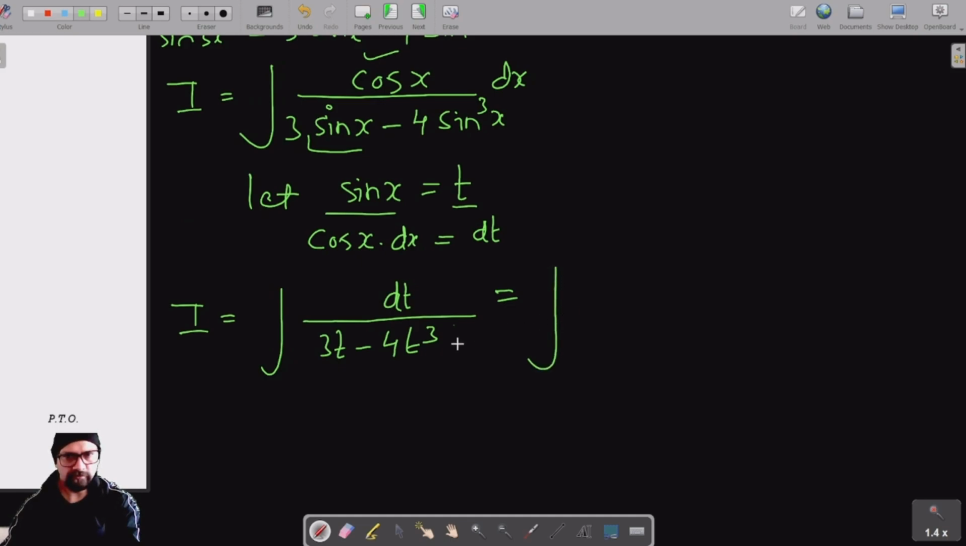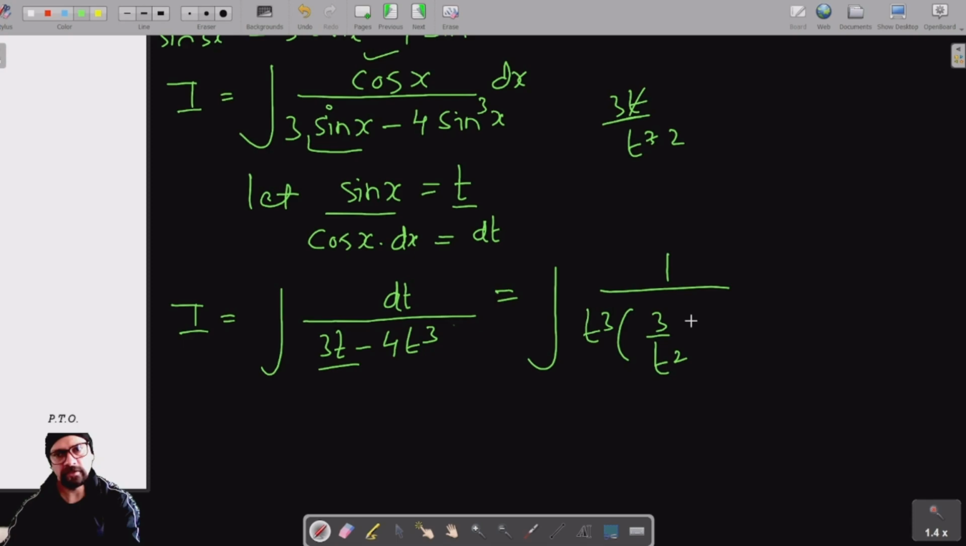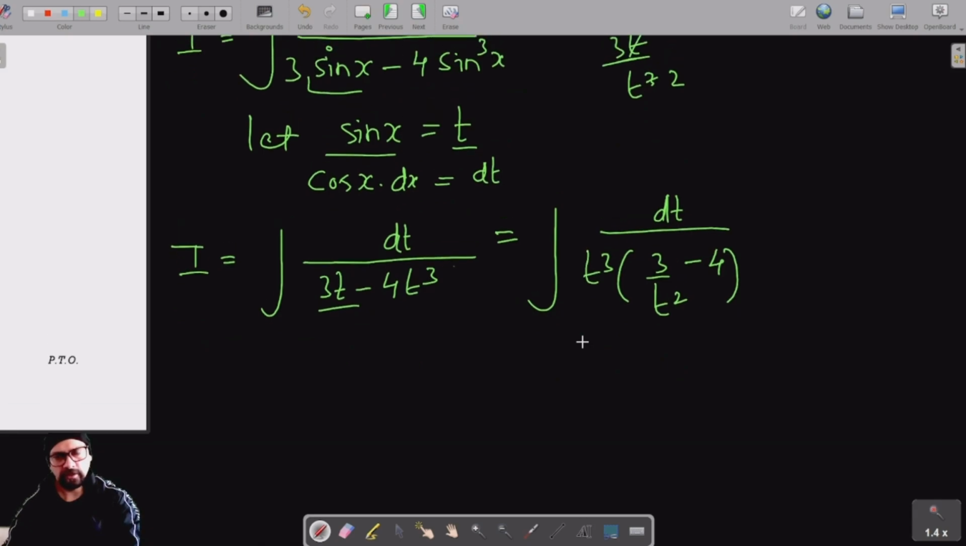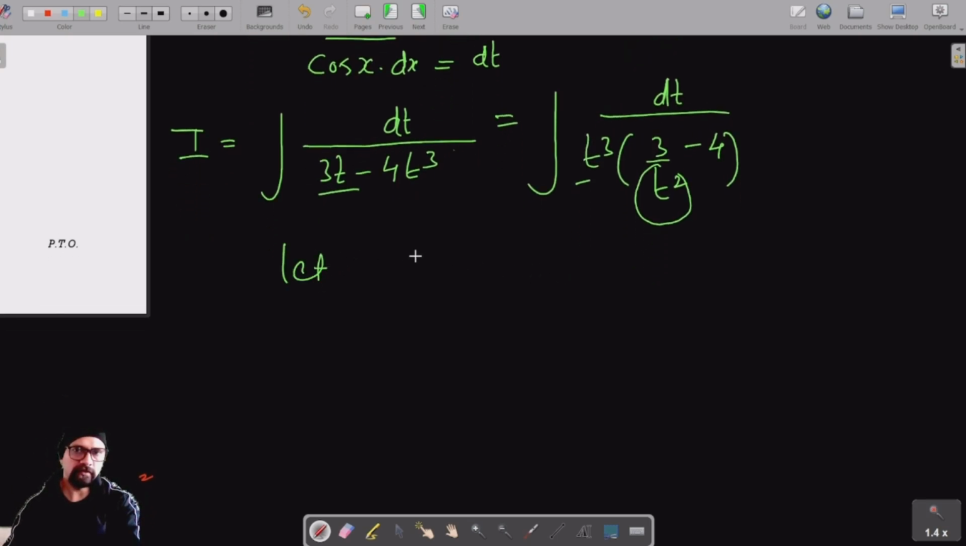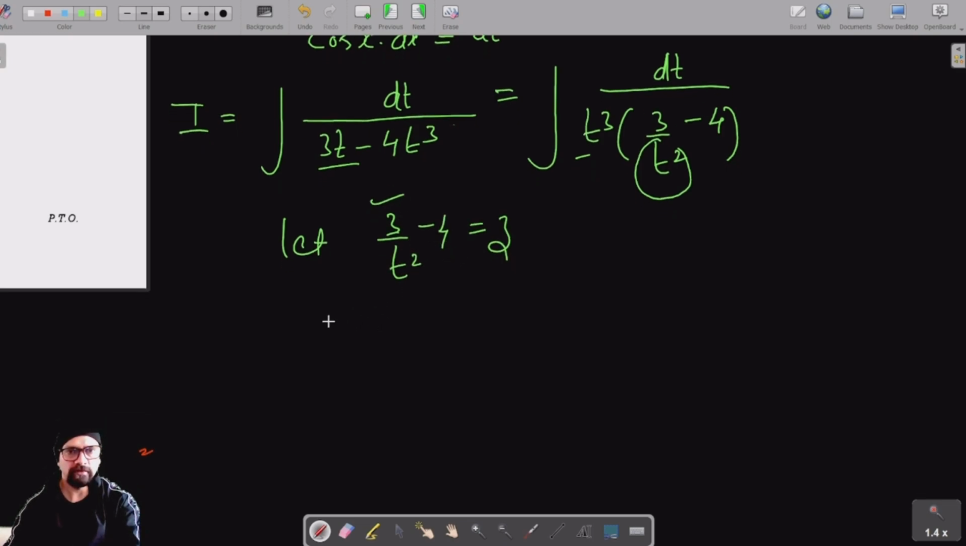And it has to be further simplified. For this, let's take t cube common. Taking t cube common means we have to divide each and every term by t cube. So this is 3 by t square minus 4, and dt. Now we can make another substitution because the differentiation of 1 by t square gives us t cube. So let's say 3 upon t square minus 4 is equal to z.